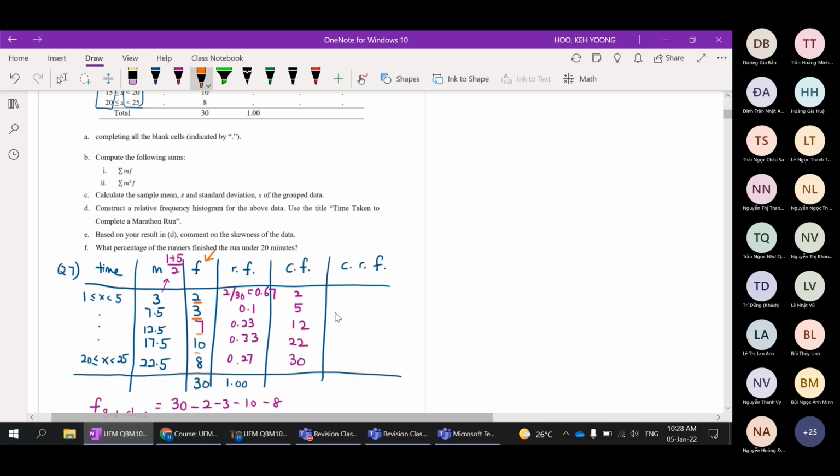Then our last column is what I did just now. We accumulate the relative frequency, and then we get the cumulative relative frequency. So the first class, it will be 2 divided by 30. Sorry, it's not 0.67. It should be 0.07.